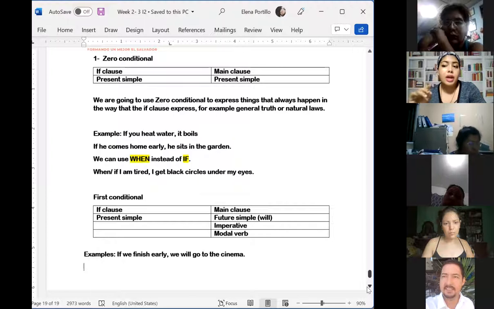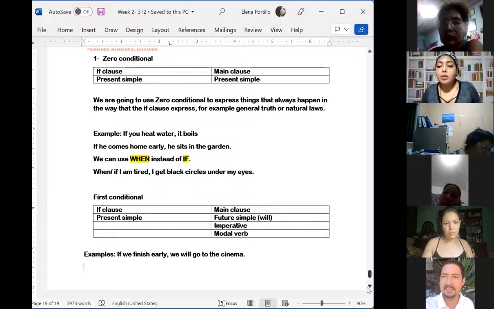Then we have the second one, that is the first conditional, or type one, where the if clause is in present simple, but the main clause is in future. We are going to use will to create this main clause, this main part of the sentence. Also, we can use the imperative and modal verbs. And we have the example: if we finish early, we will go to the cinema. That is the first example.